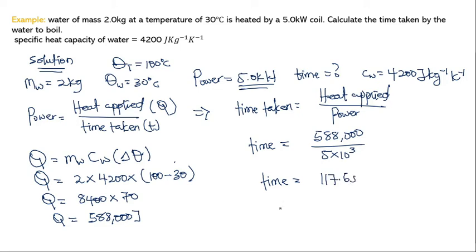117.6 seconds. Okay, then for convenience sake, if we convert the time from seconds to minutes, we divide this by 60, and then we get 1.96 minutes as the time taken for the 5 kilowatt core to boil 2 kilograms of water at 30 degrees Celsius to 100 degrees Celsius.